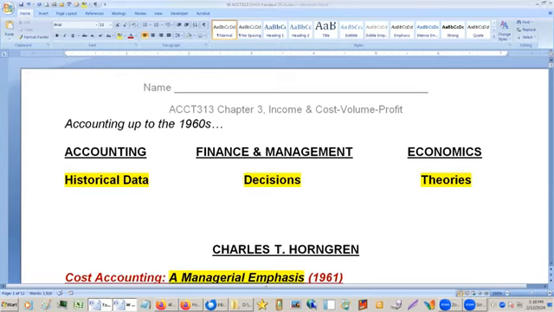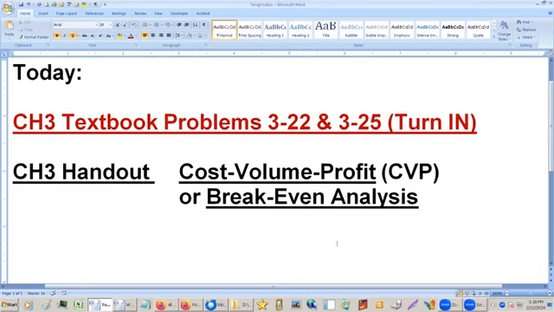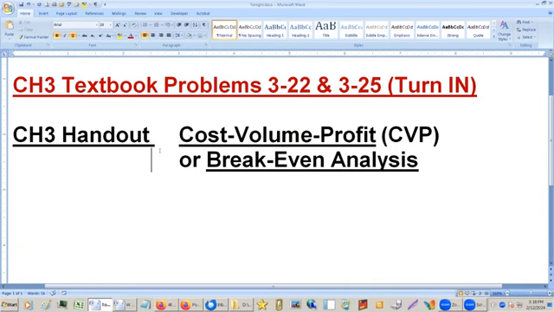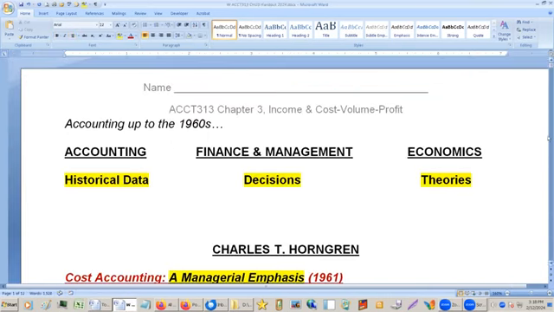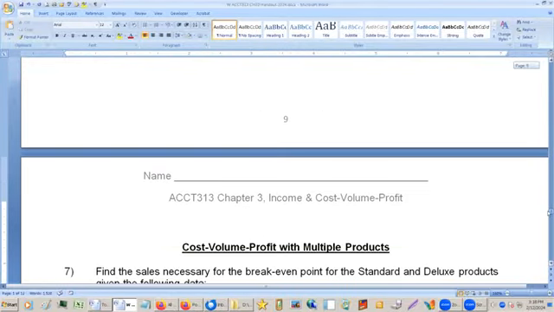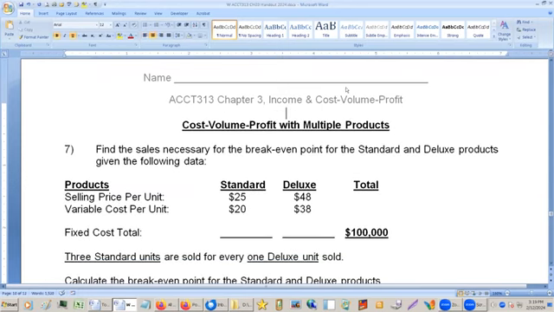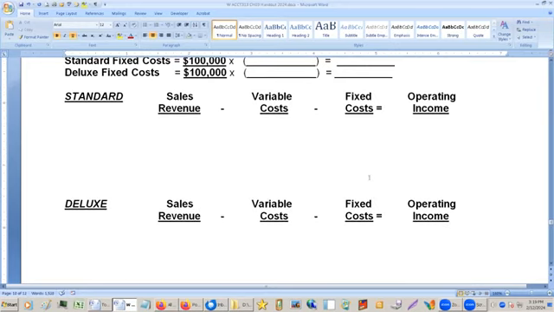So for today, you can turn this in. Turn in the 2 textbook problems. Don't turn in the chapter 3 handout yet. We still have 1 more page, or 2 more pages to go. And again, this one's going to take a little longer. I'm not sure if it'll take a good hour for us to go through that.